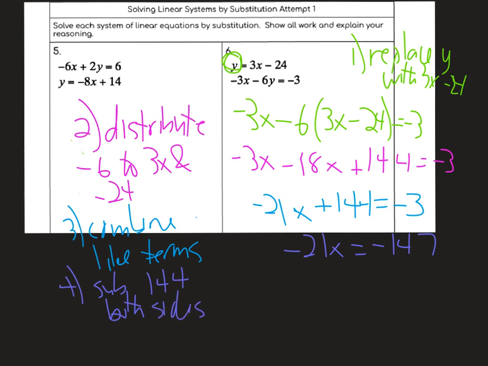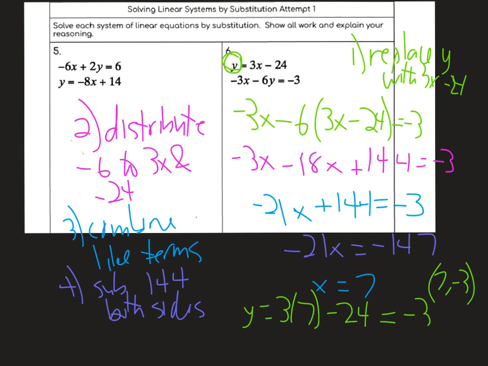And then I'm going to divide by negative 21. And 147 divided by 21 is 7. So I ran out of room there, but that would be my next step, divide both sides by negative 21. And then I'm going to plug in. So my next step would be plug in 7 for x. So on my sticky note, I would say replace x with 7. 3 times 7 is 21, minus 24 is negative 3. So my point is 7, negative 3. And that's all we had to do.